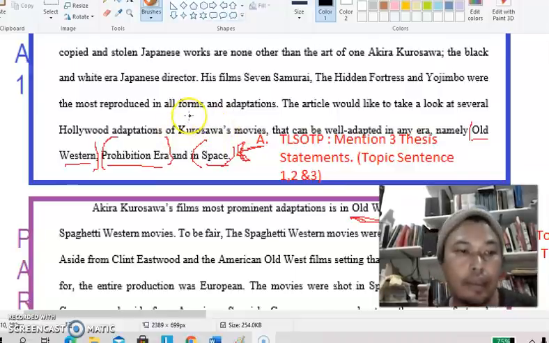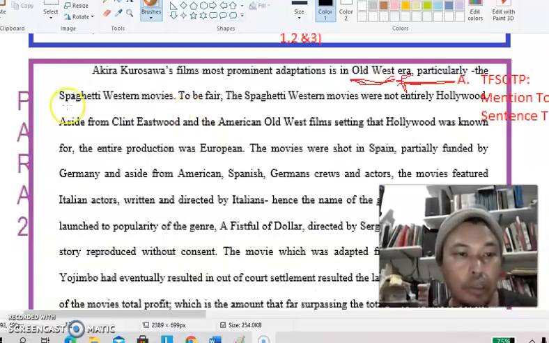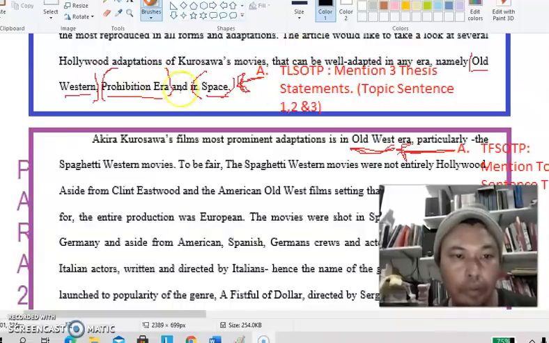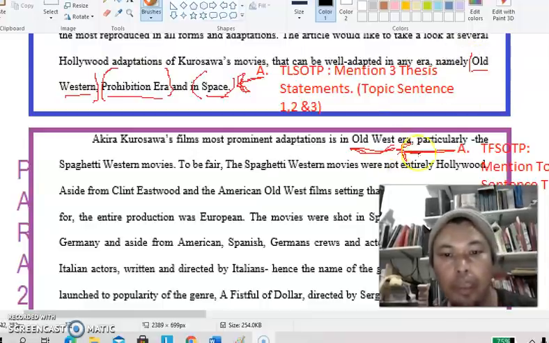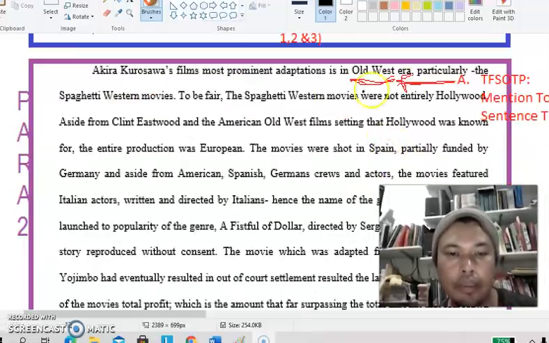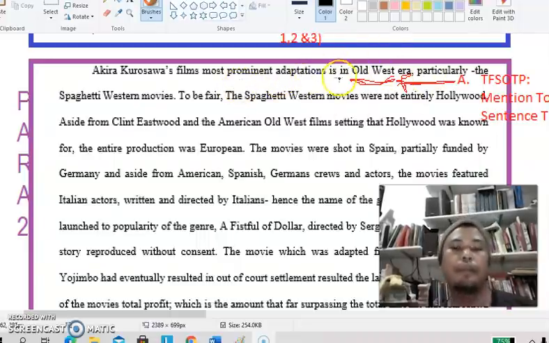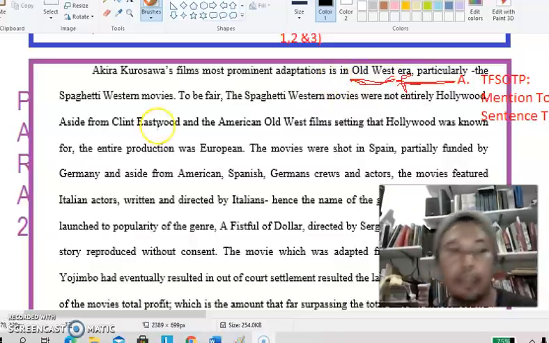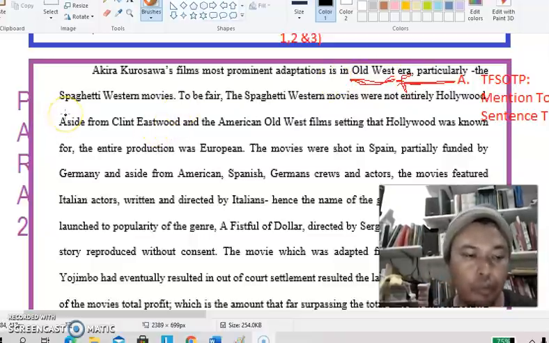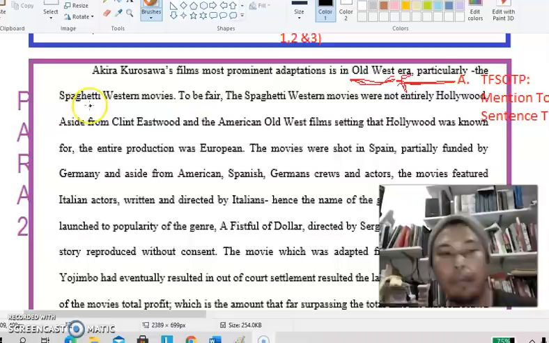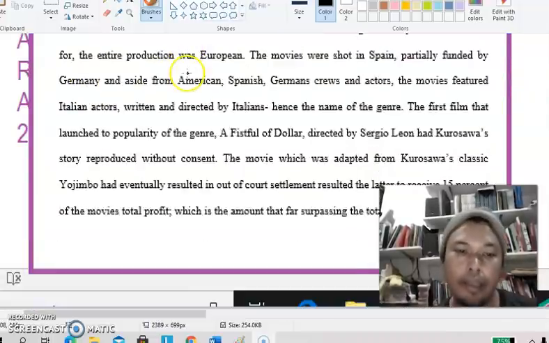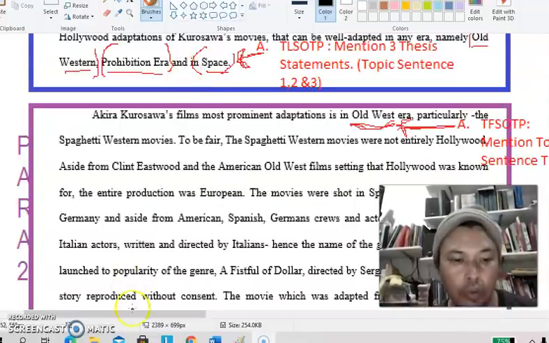And after that, the second paragraph, the first body, you have to write the first thesis statement again as the topic sentence, all Western. So all Western will be here. The second paragraph, you have to write it in the very first sentence in the body. Paragraph 2, paragraph 3, paragraph 4, we call it body paragraph. And we elaborate here, and we go.